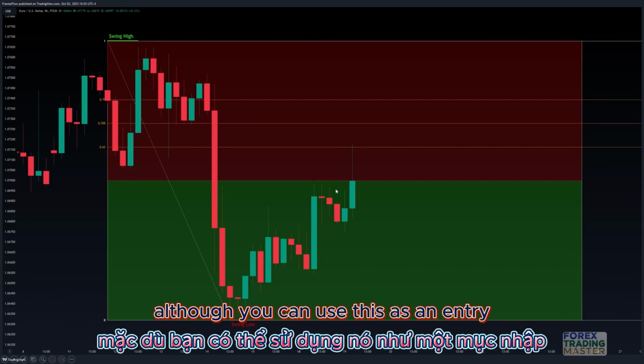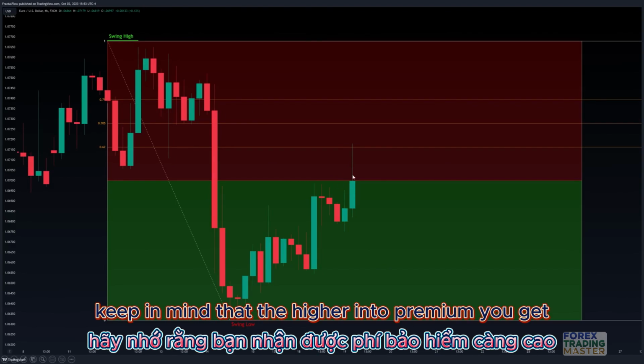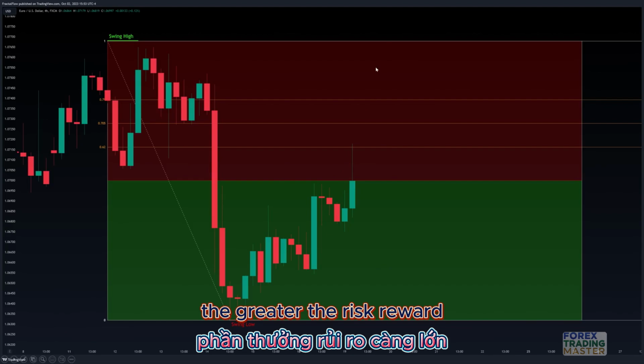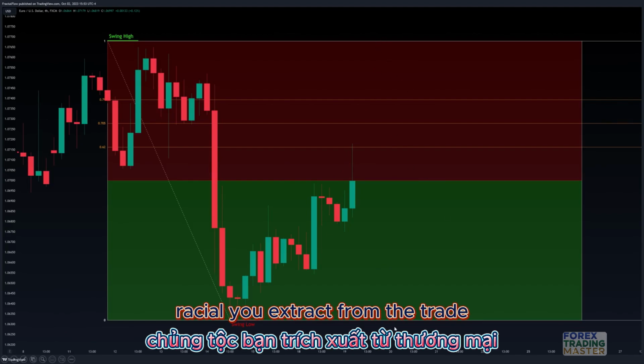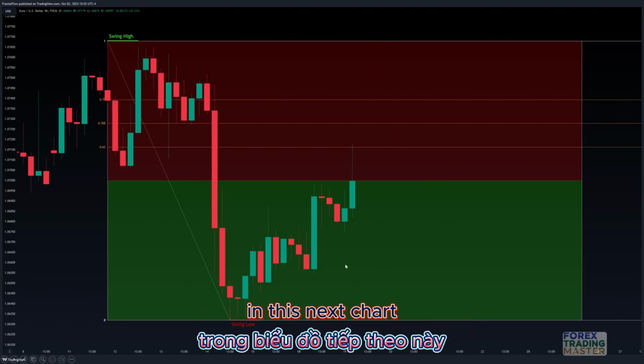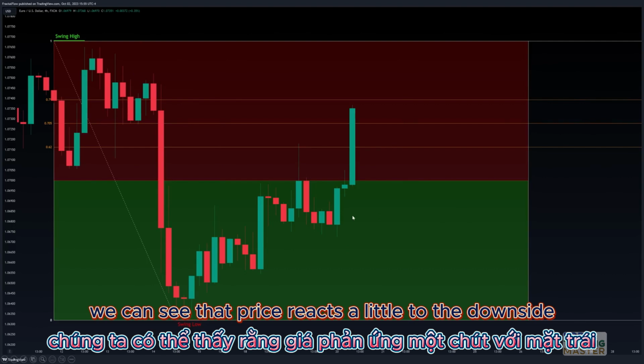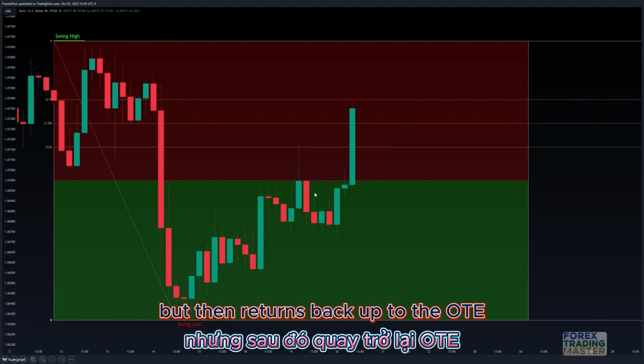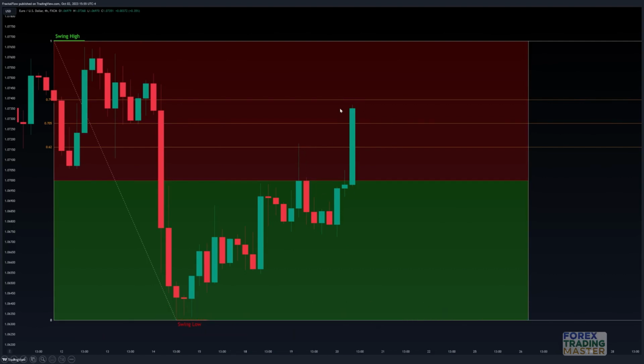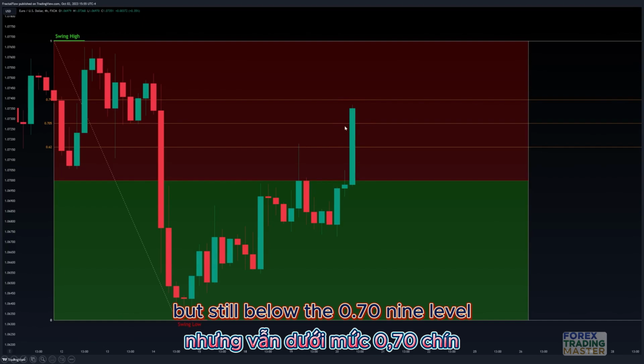Although you can use this as an entry, keep in mind that the higher into premium you get, the greater the risk-reward ratio you extract from the trade. In this next chart, we can see that price reacts a little to the downside, but then returns back up to the OTE, closing above the midpoint, but still below the 0.709 level.